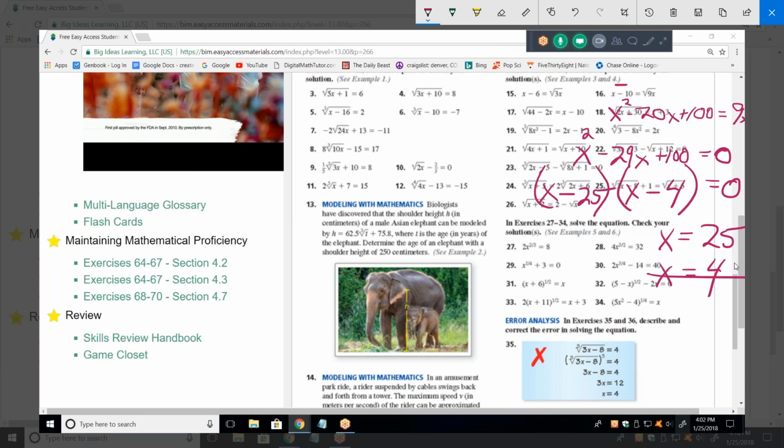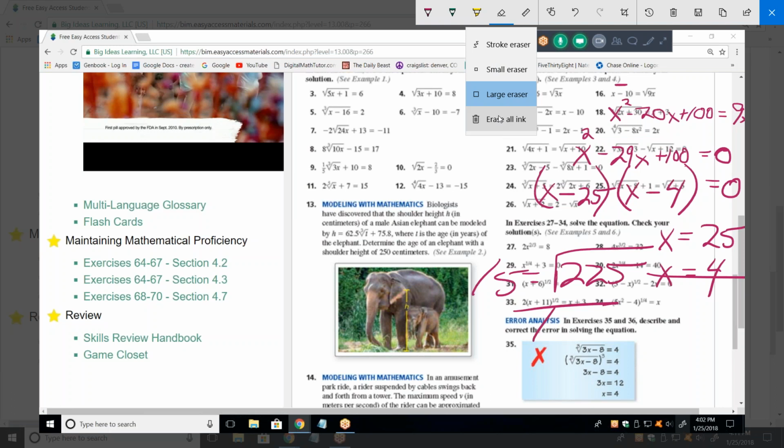And now we really don't have to test the other one. We don't have to spend our time testing it if we don't want to. We could, and we'll get 15 equals the square root of 225, and that is a true statement. So 25 works. But once you found the one that didn't work, you kind of know the other one's going to work. So you could just go on to the next question if you were pressed for time.